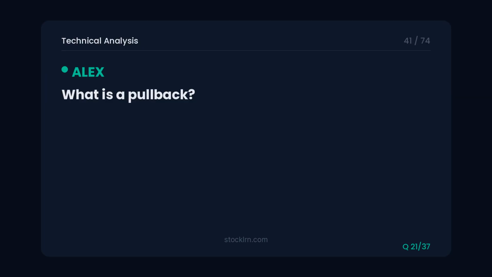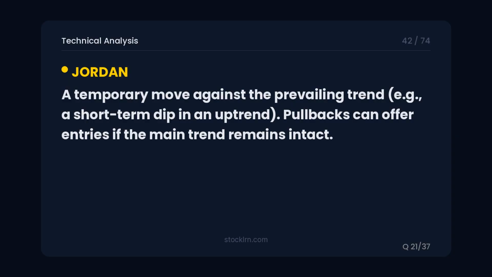What is a pullback? A temporary move against the prevailing trend, e.g., a short-term dip in an uptrend. Pullbacks can offer entries if the main trend remains intact.